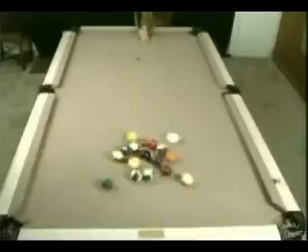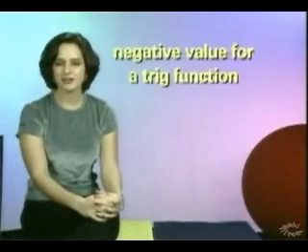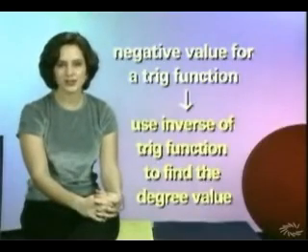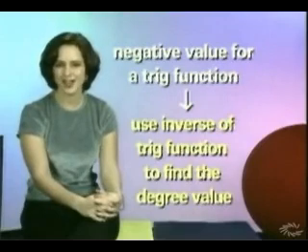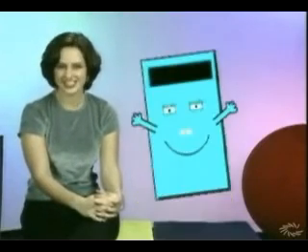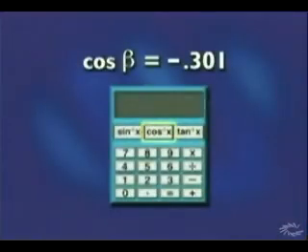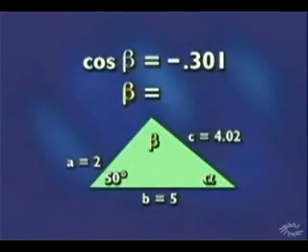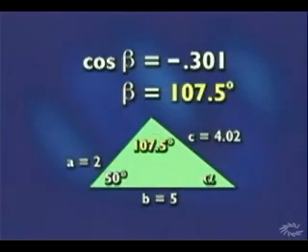Let's take a break. Remember we mentioned earlier that when we have a negative value for a trig function, we must use the inverse of that trig function to find the degree value. Well, that's what we're doing here. So let's pick up our calculators. We use the inverse cosine key on the calculator and find that beta is equal to 107.5 degrees.